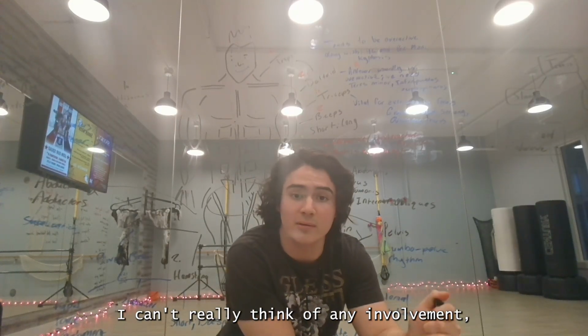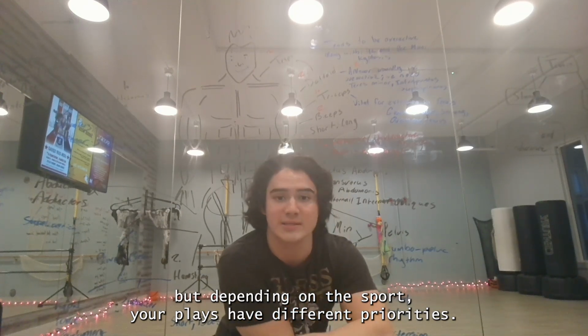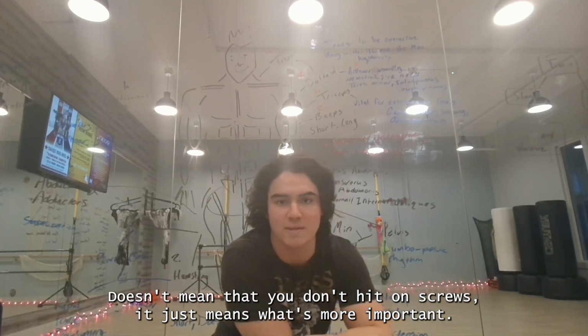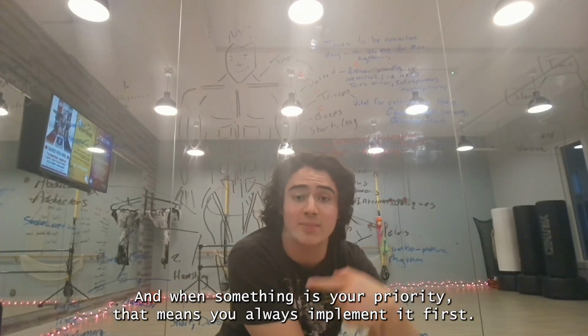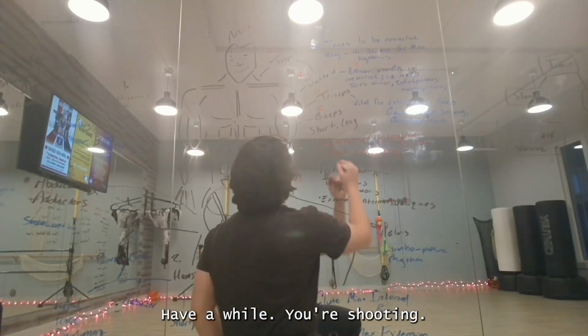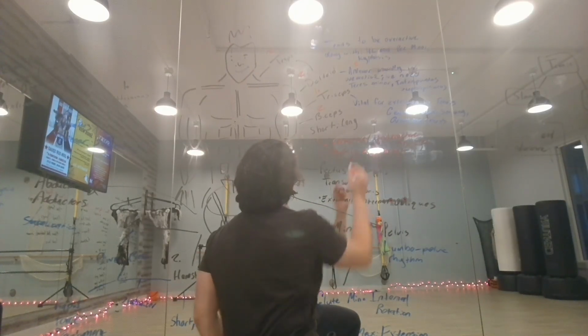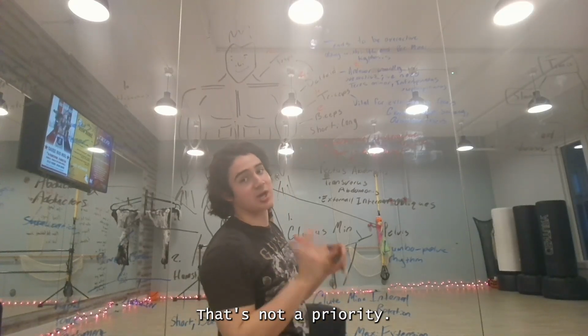I can't really think of any at the moment. But depending on the sport you're playing, you have different priorities. Doesn't mean that you don't hit all muscle groups. It just means one's more important than the other. And when something's a priority, that means you always implement it first. Okay? So, to make things easy for yourself, have a 1-2. What's the first priority? And then what's the second priority? What's the secondary? We're not going to have any that's not a priority.